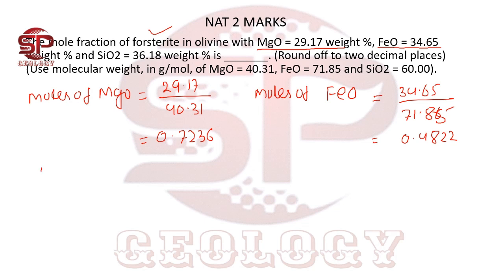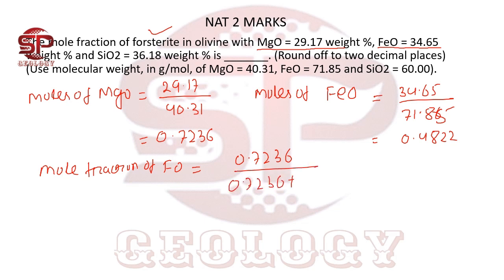So then we'll calculate the mole fraction of forsterite, which will be 0.7236 divided by 0.7236 plus 0.482, which will be 0.59. So the mole fraction of MgO will be 0.59, and that indicates the forsterite.